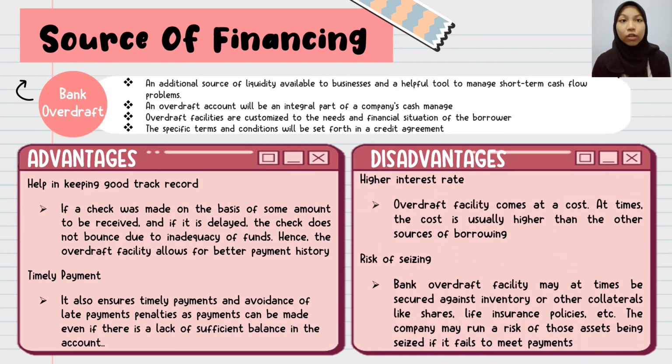The first disadvantage of bank overdraft is a higher interest rate. An overdraft facility comes at a cost. At times, the cost is usually higher than other sources of borrowing. The second disadvantage is the risk of seizure. A bank overdraft facility may at times be secured against inventory or other collaterals like shares, life insurance policies, and many more. The company may run the risk of this asset being seized if it fails to meet payments.